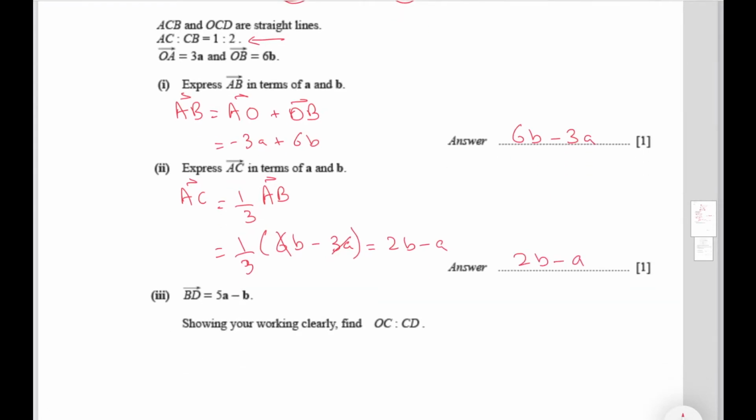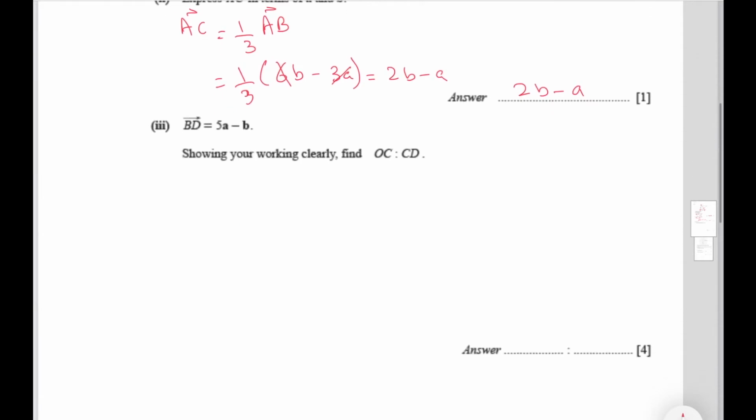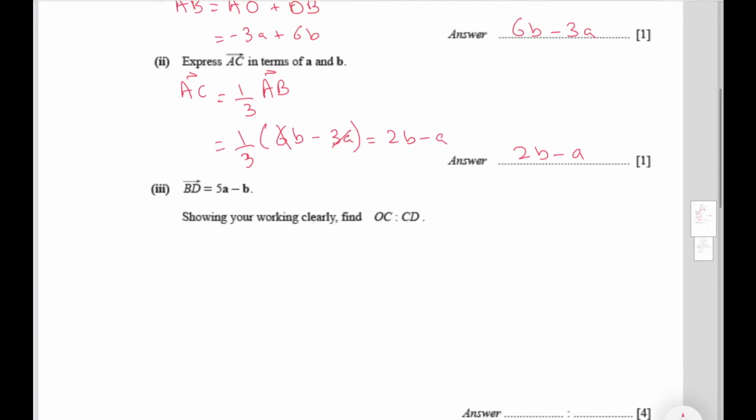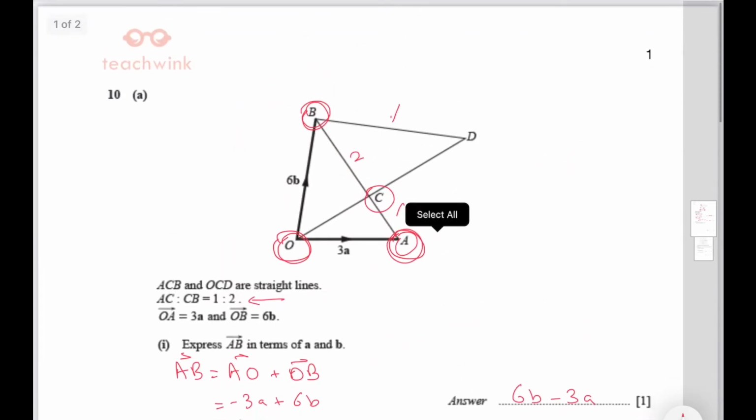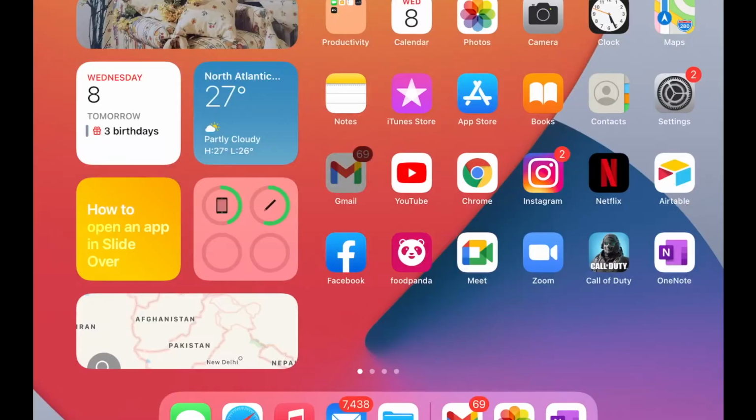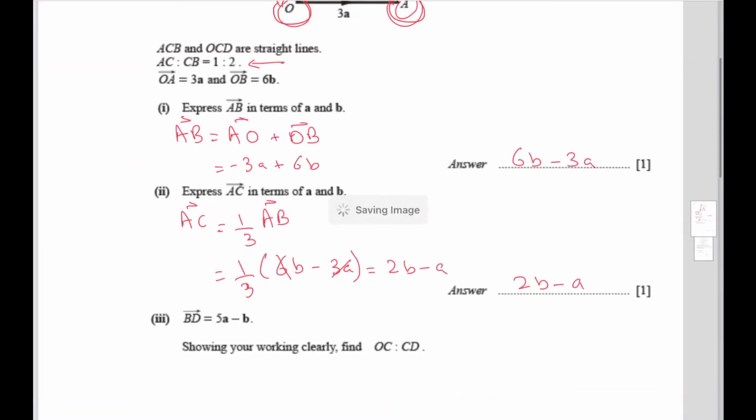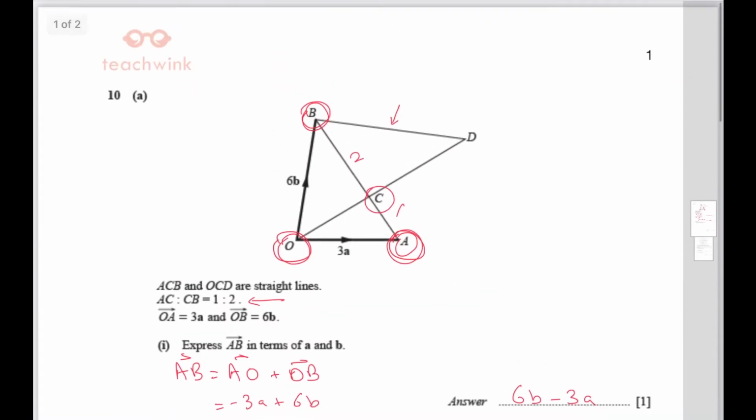2b minus a. The next part says BD is 5a minus b. Show your working clearly. Find OC is to CD. That means they've told us that this right here is 5a minus b. Okay, let's have a look at it then. So first of all, let me remove all of this.